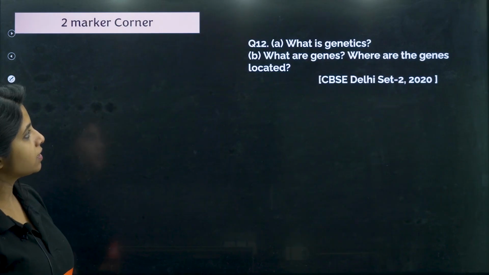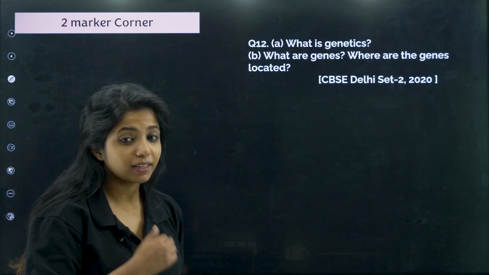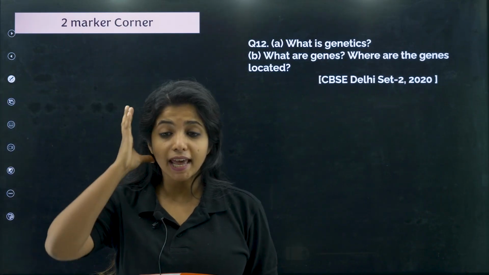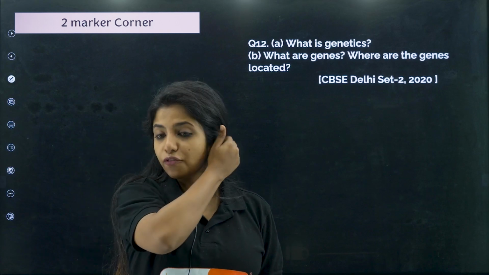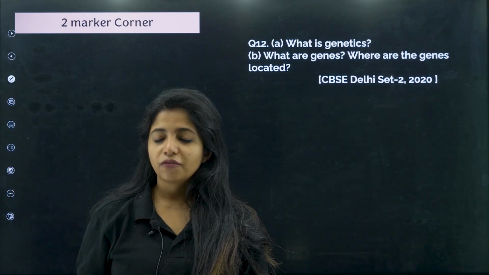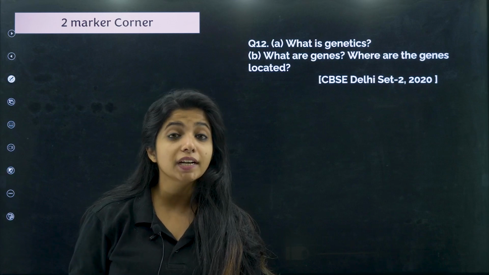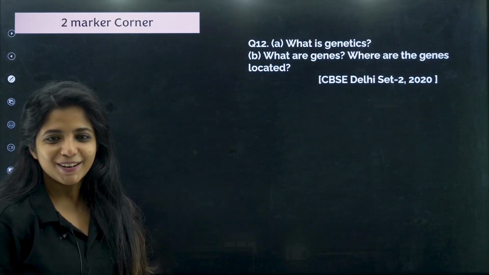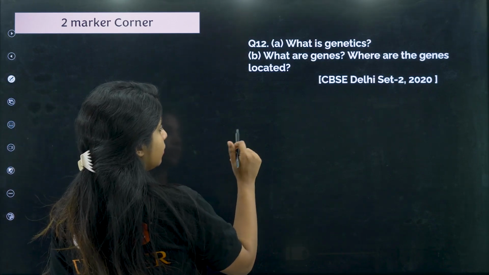Now next thing. What is genetics, children? Genetics is the study of inheritance. What are genes? Genes are units of inheritance. Where are the genes located? Genes are located on the DNA. On the DNA, you have genes.